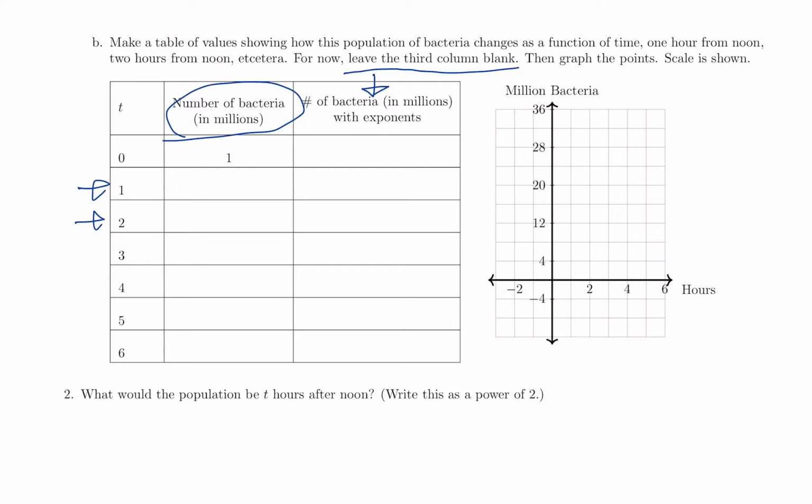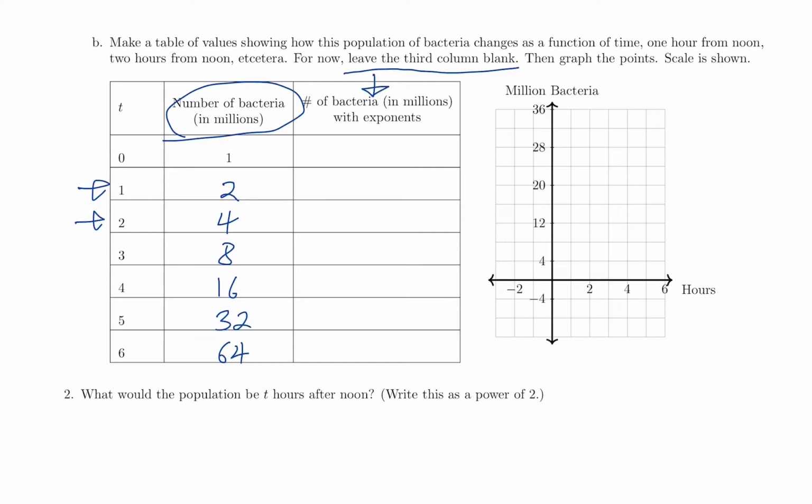So at the 0 hour, we start at 1 million. After 1 hour, it doubles, so 2 million, right? Then after that, it'll be 4 million, which just doubles from the previous population. 8, 16, 32, 64. Okay.